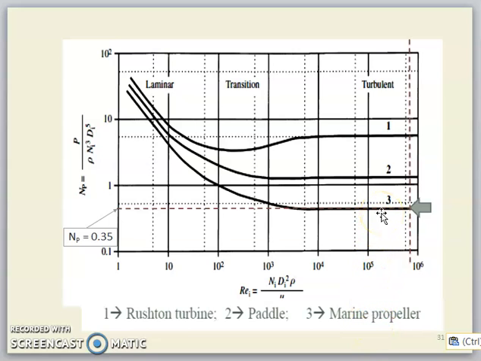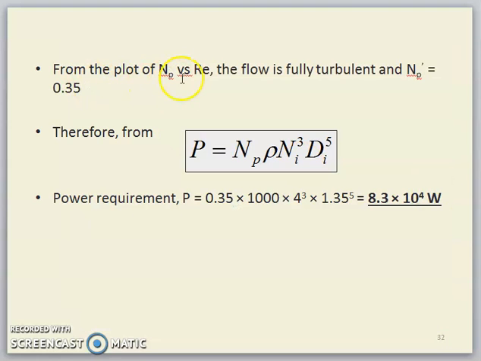So we see here the Reynolds number falls under the turbulent region. For number 3, marine propeller, the power number on your left side is equal to 0.35. From the plot, the power number is 0.35. Therefore, by using the equation P equals N_P rho N_I cubed D_i to the power of 5, then find the power requirement for the question. Then this is the answer for the power requirement for the fermentation.